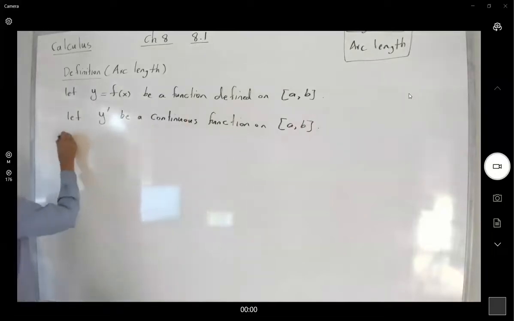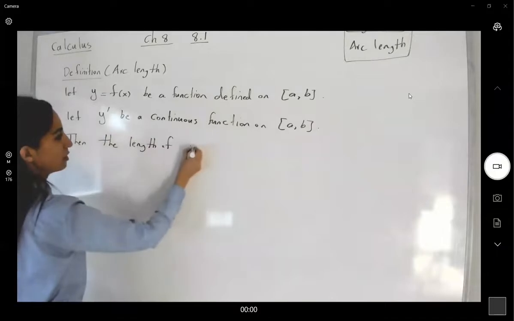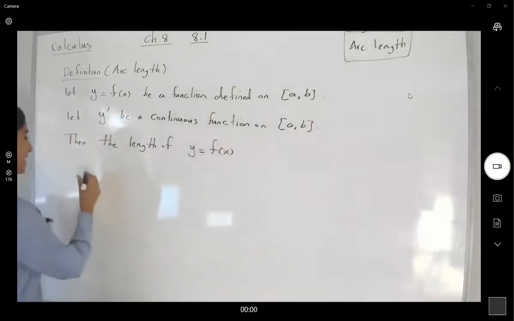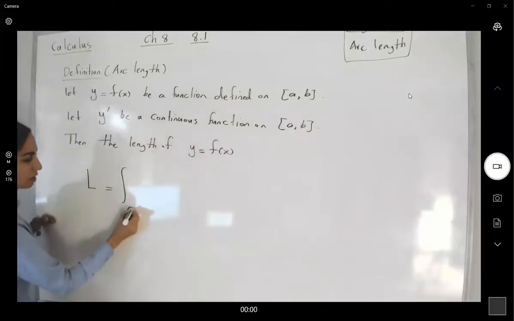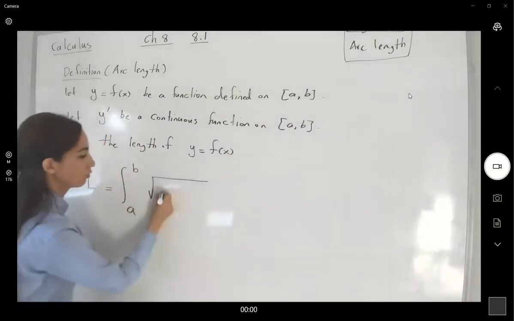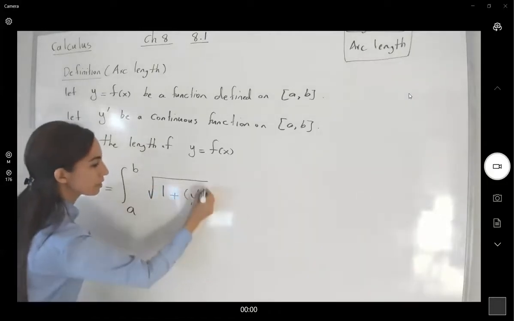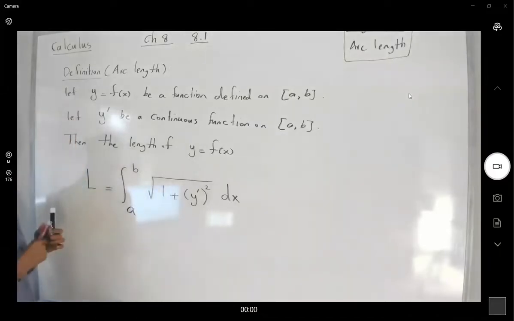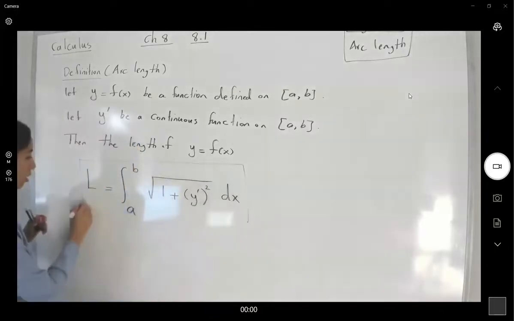Then the length of y equals f of x is denoted by L equals the definite integral from a to b of the square root of 1 plus the derivative raised to the second power dx. Okay, new formula, calculating the length of the arc.